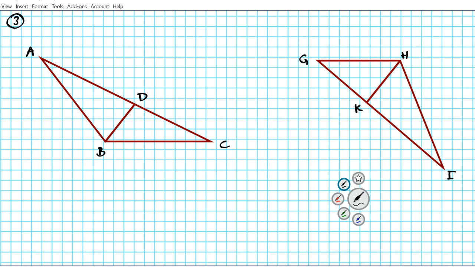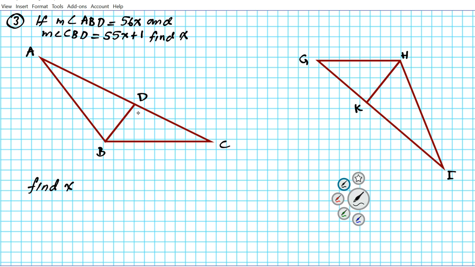So for question number 3, if the measure of angle ABD is equal to 56x and the measure of angle CBD is equal to 55x plus 1, find x. Okay, so let's go ahead and do that. Let's find x. So remember the initial condition that we're given.